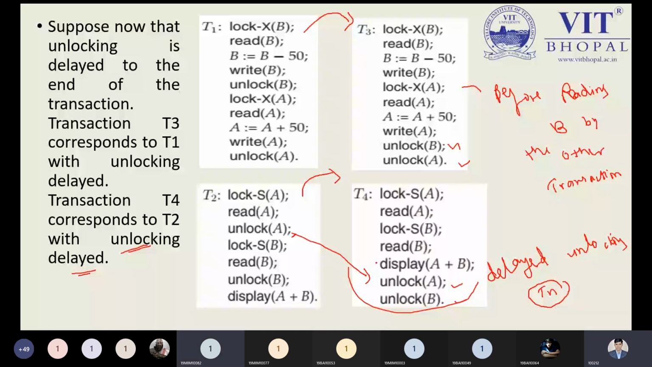So, sir, in the delayed unlocking, we will unlock all the data at the last? Yes, of course, it is required to unlock. If you are not doing so, now see what happened. You are able to access the variable that has been updated, that has been locked. So if you are not unlocking, then how can you access?